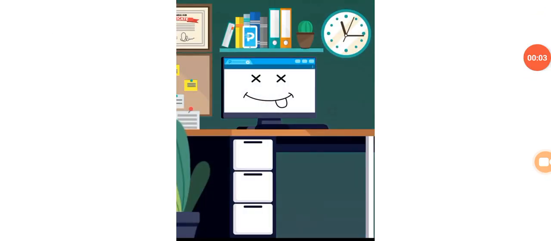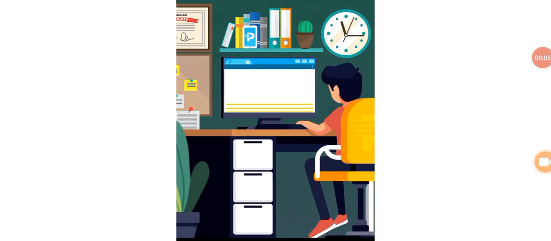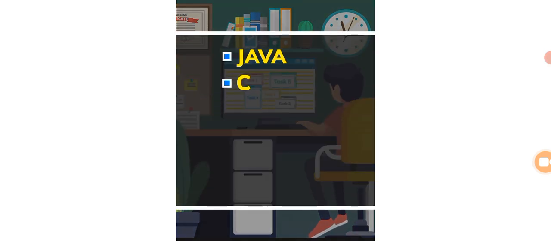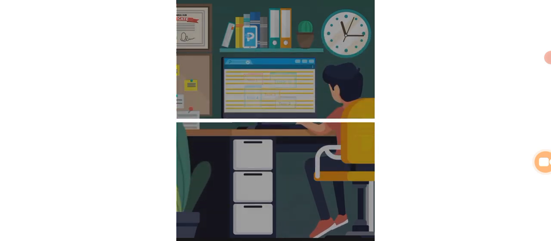A computer is a dumb machine. It needs to be instructed on how to perform a particular task, and we use a programming language such as Java, C, C++, Python, and many more to instruct the computer.